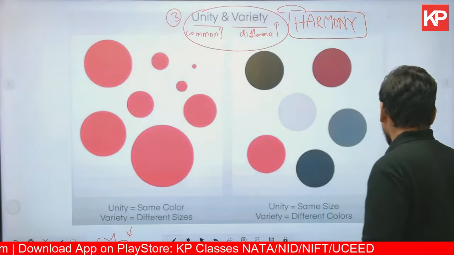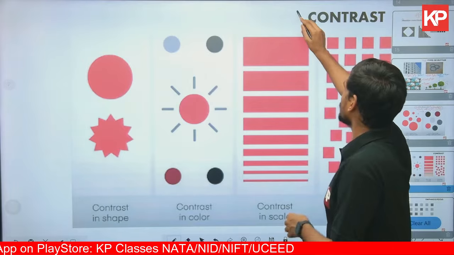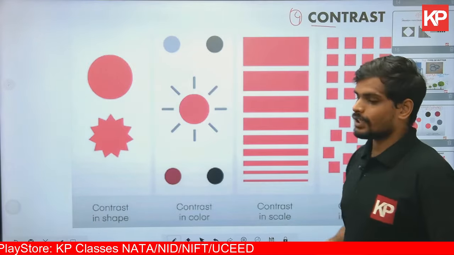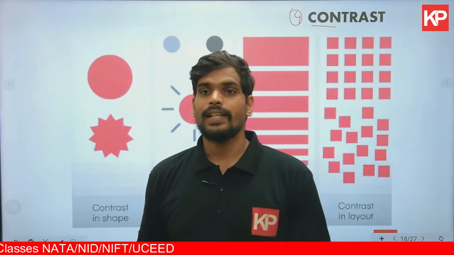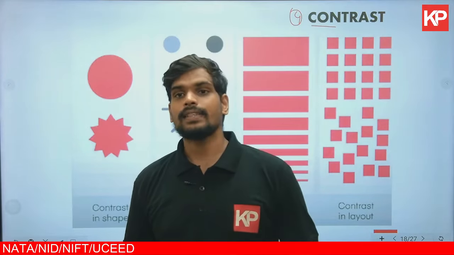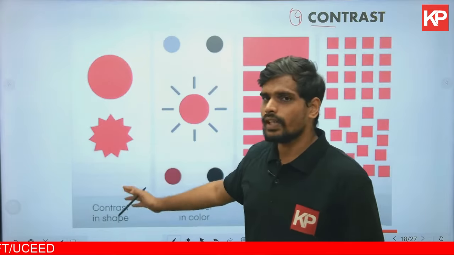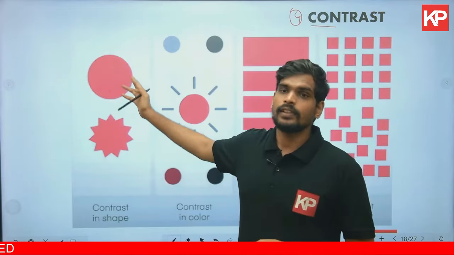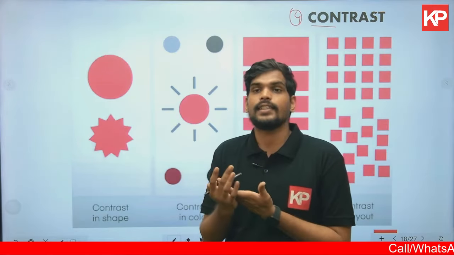That brings us to the fourth principle of design, that is contrast. Contrast we already discussed briefly. Relativeness is called contrast, I told you. So similarly, even in principles of design you have contrast. Contrast is difference basically. If you see over here, this is contrast in shape. This is having smooth surface, this is having pointy surface. So it is contrast, difference in shape.